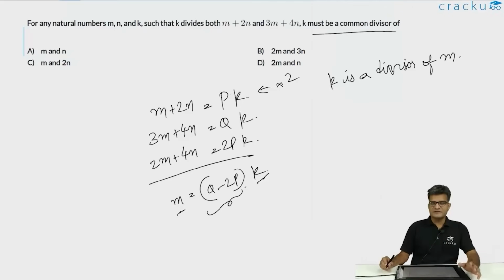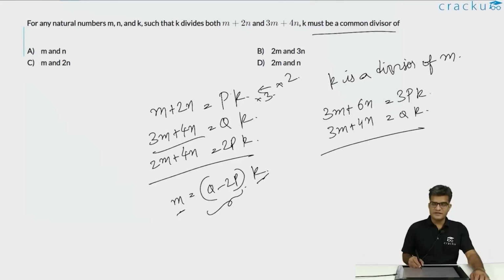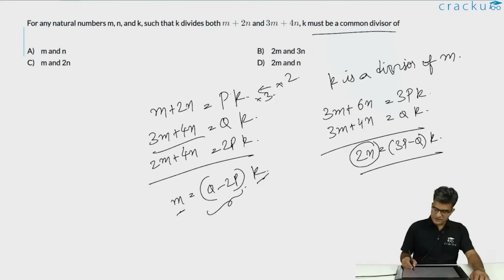Let us try to calculate the value of n. If you are looking at the value of n, let us multiply this one with 3. So we are going to get 3m plus 6n is equal to 3pk, and this one is 3m plus 4n is equal to qk. If you subtract one from the other, we are going to get 2n is equal to 3p minus q into k. So again we can say that k is also a divisor of 2n.